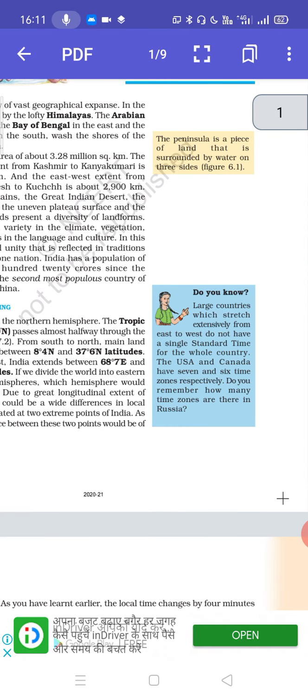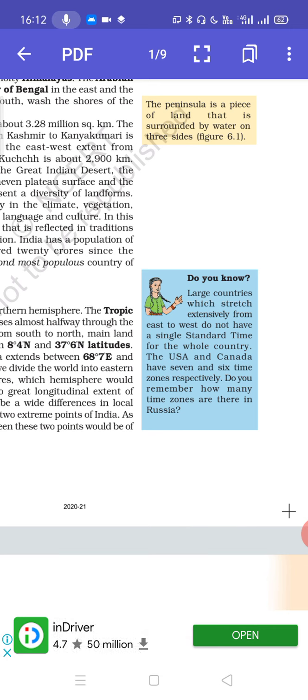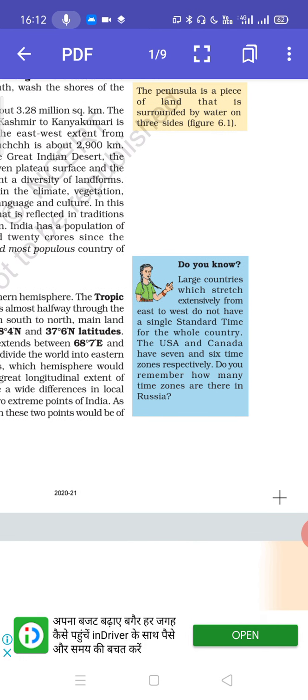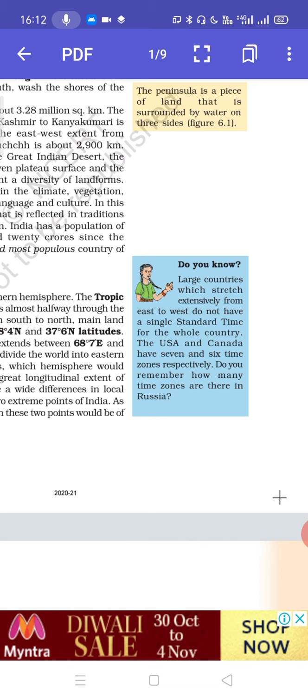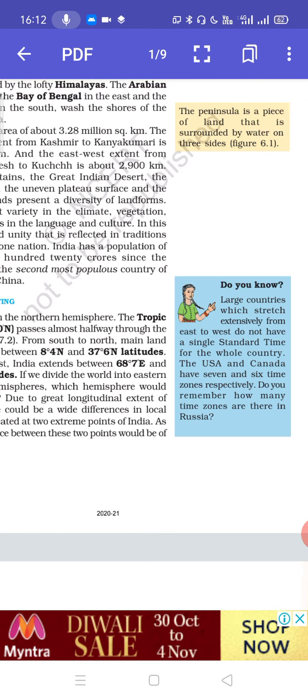Now let's see. Large countries which stretch extensively from east to west do not have a single standard time for the whole country. The USA and Canada have 7 and 6 time zones respectively. Do you remember how many time zones there are in Russia? We have studied it, and this was a question asked in your MCQs also.